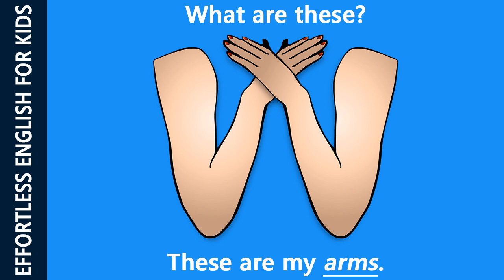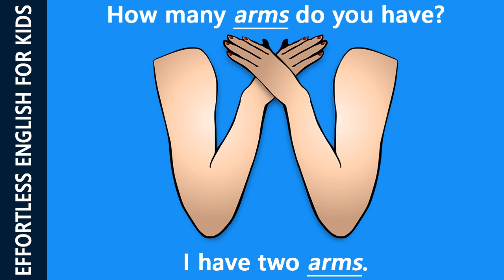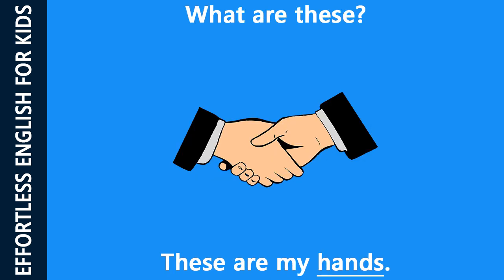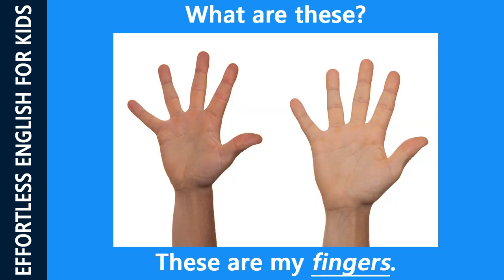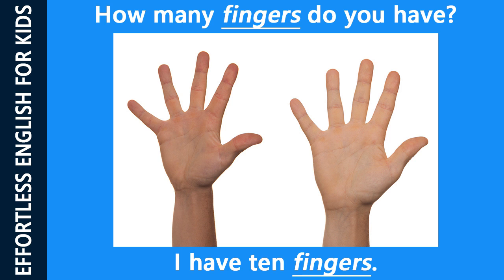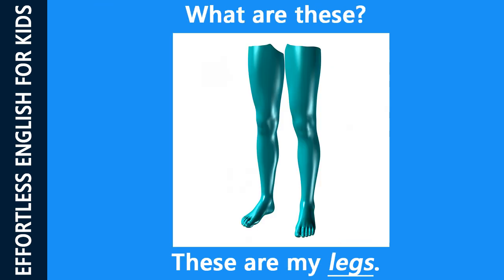What are these? These are my arms. How many arms do you have? I have two arms. What are these? These are my hands. How many hands do you have? I have two hands. What are these? These are my fingers. How many fingers do you have? I have 10 fingers.